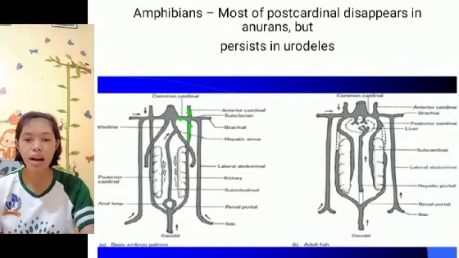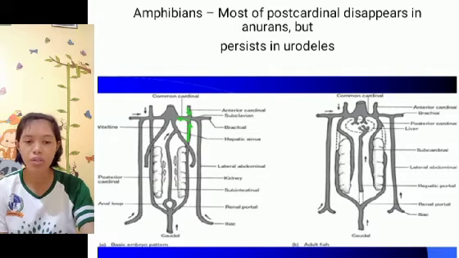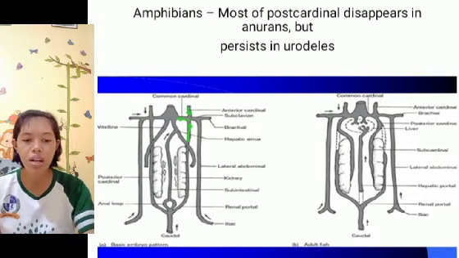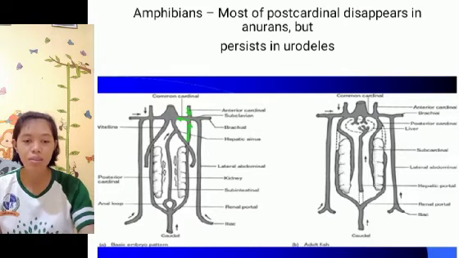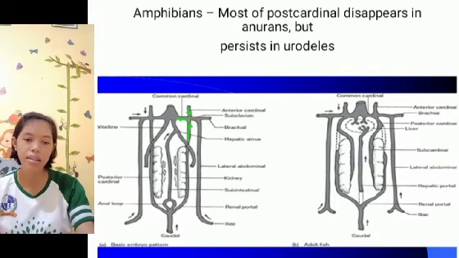Now let's proceed to our amphibians. Most of the postcardinal disappears in anurans but persists in urodeles. We have an example here. This one is the basic embryonic pattern, which is complete. As we can see, the green one here will be our common cardinal vein. In this area, the center, is where the heart is located.